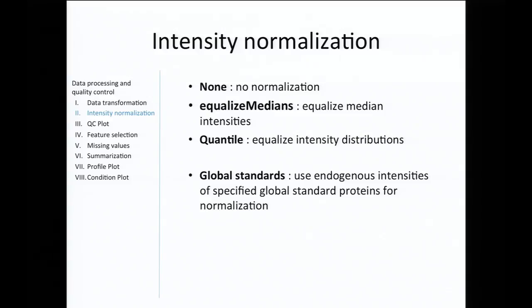A fourth option is to use global standards for normalization. I think Tina already touched a little bit on this in her talks on Monday and Tuesday. And in this case, you just select a number of endogenous proteins which you expect to have the same intensity across all your runs, and use those for the normalization.